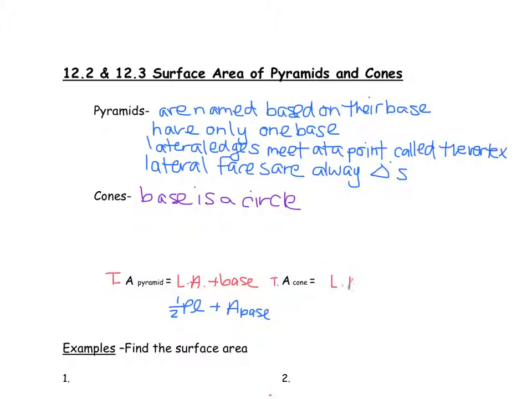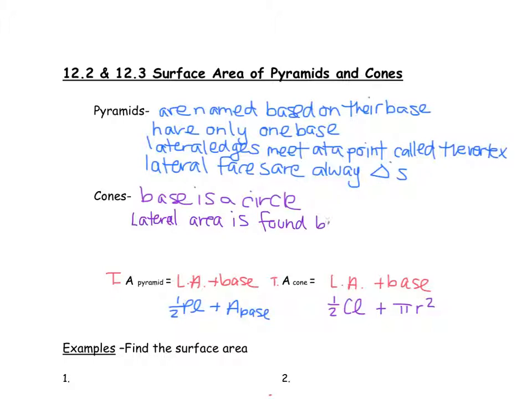For a cone, it's still that same formula, lateral area plus the area of a base, but just like we talked about the other day, lateral area is going to be 1/2 circumference times slant height, and for the base of a circle, you always know that that area is pi r squared. I'm just going to add for a cone that the lateral area is found by 1/2 times the circumference times the slant height.